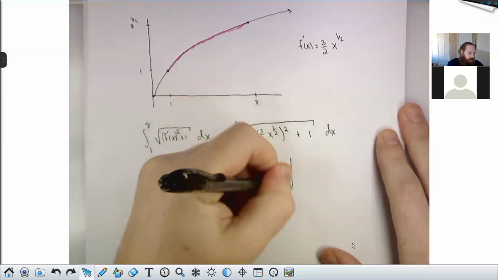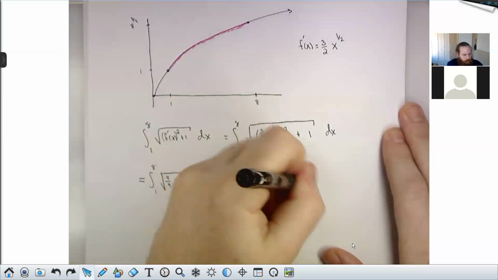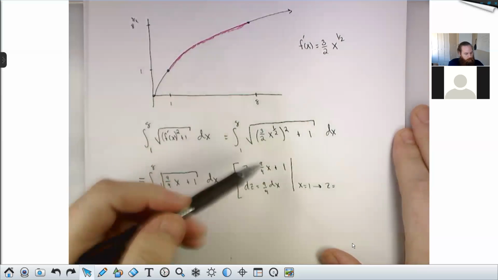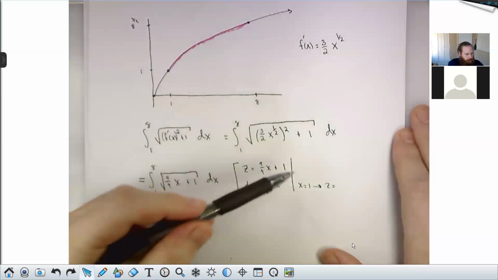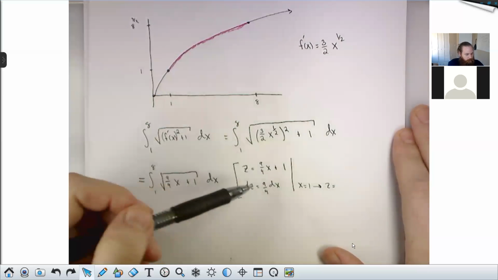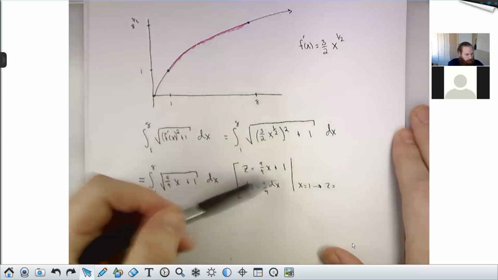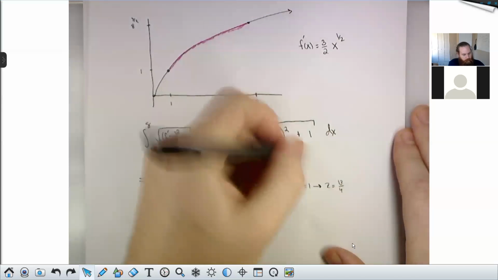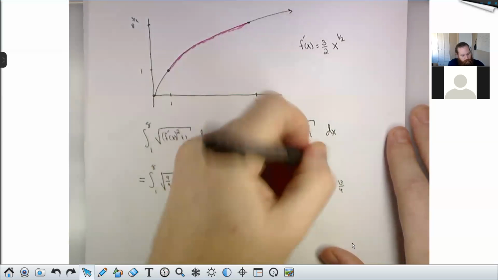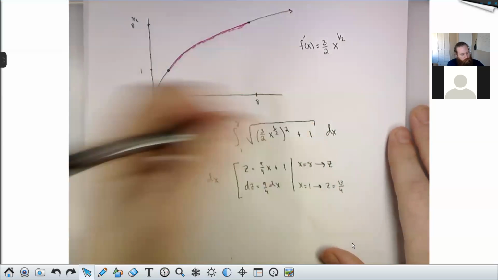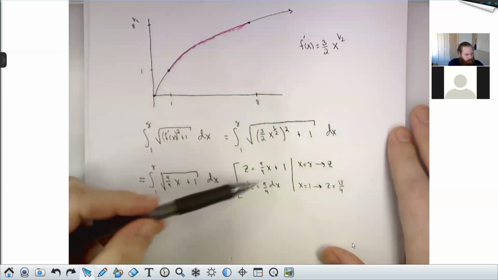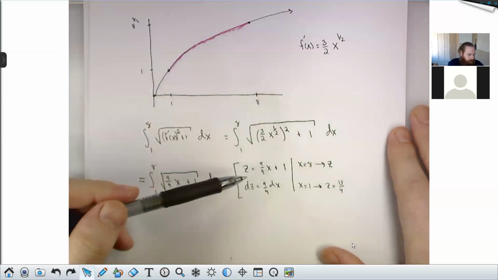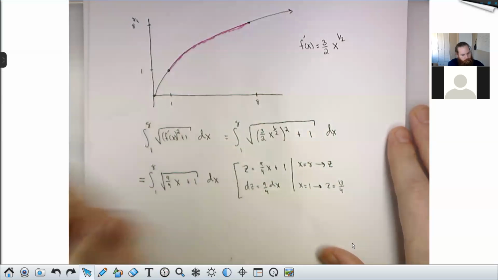I do also need to change my bounds. When x is equal to 1, z will be equal to 9/4 times 1 plus 1, which is 9/4 plus 4/4, is 13/4. And when x is equal to 8, z will be equal to 9/4 times 8 plus 1. So 9/4 times 8, that's 9 times 2. 16 plus 1 is 17.